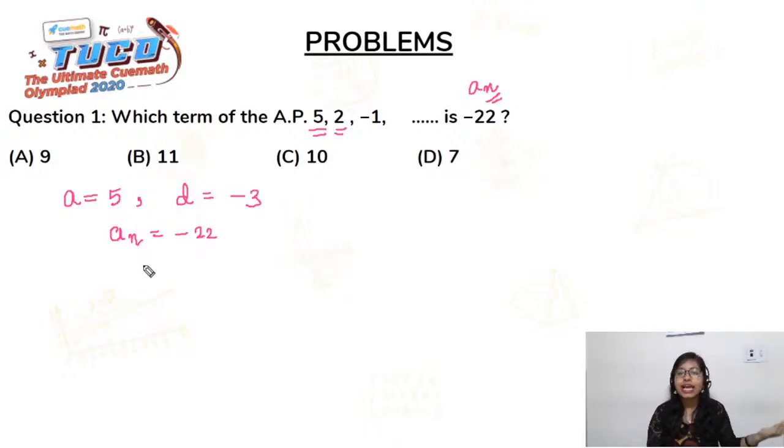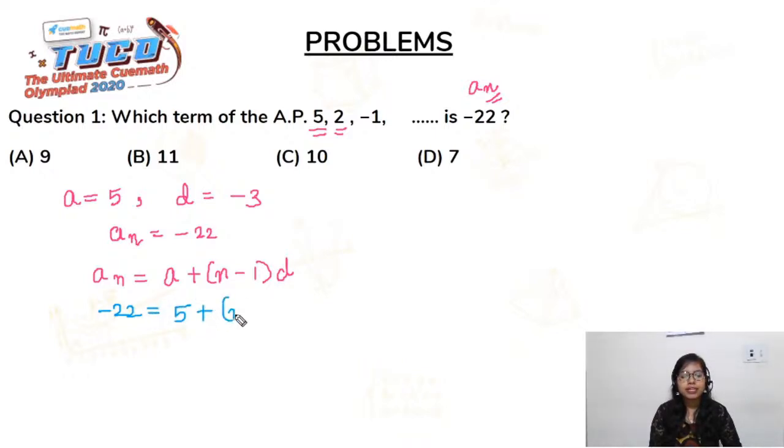So I have to basically calculate the value of n here. Okay. Now we know that the formula of an is a plus n minus 1 times d. According to this, what values do we have? We have the value of an, which is minus 22, a is 5, n minus 1 is not known to us, and d is minus 3. So we are going to quickly solve this and check out what our result is.